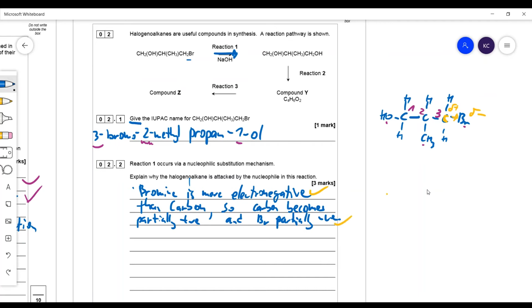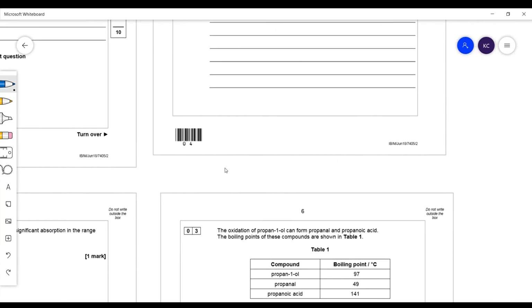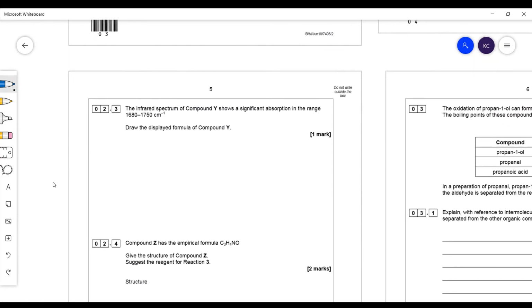So that's 2 marks. We're still missing 1, and I guess that's from the fact that we're supposed to say what will happen actually when it's attacked by the nucleophile. And the answer is that a lone pair of electrons can be donated by the nucleophile to the partially positive carbon. Okay, so that's 3 marks there. And let's get to another question.